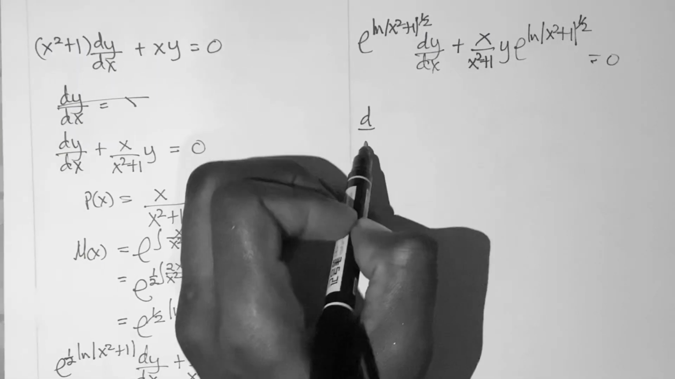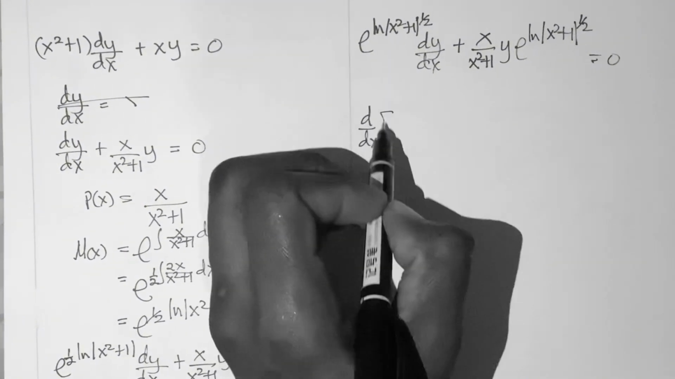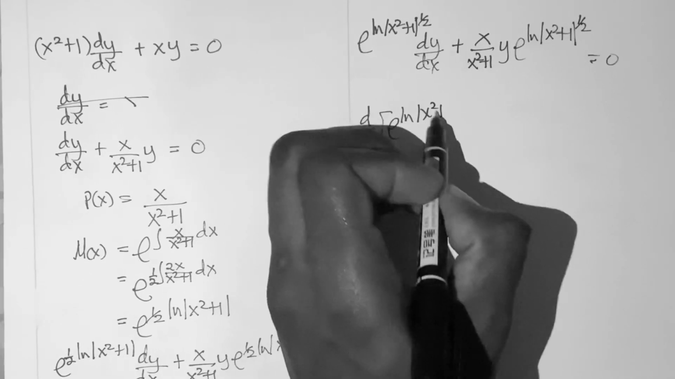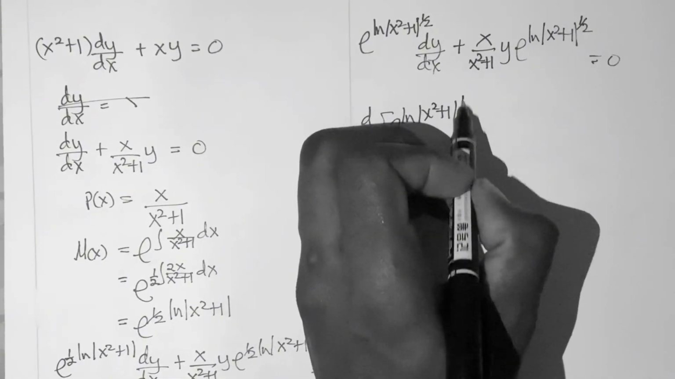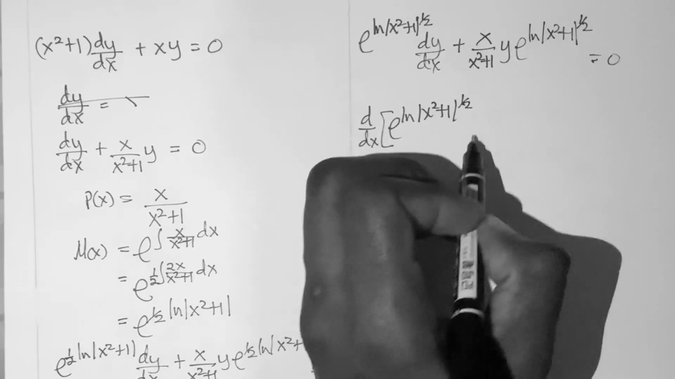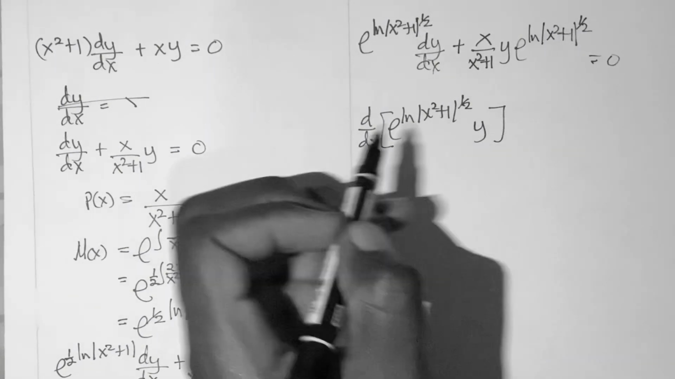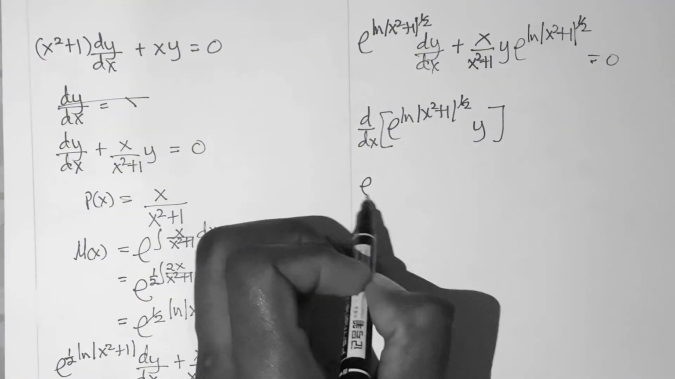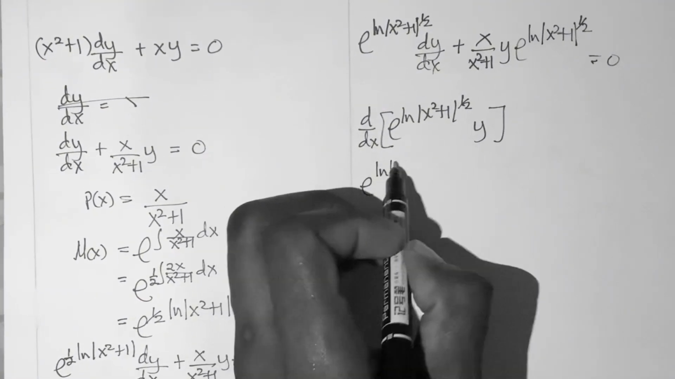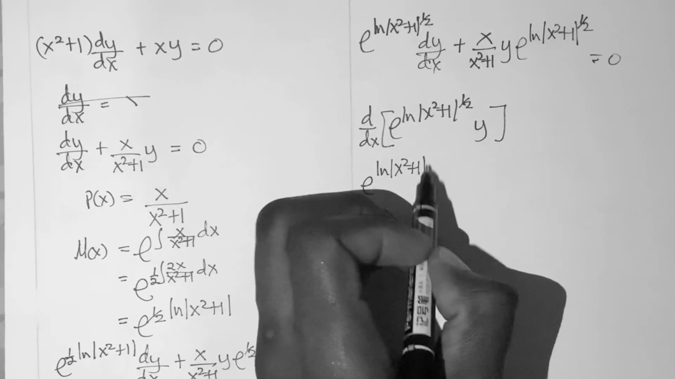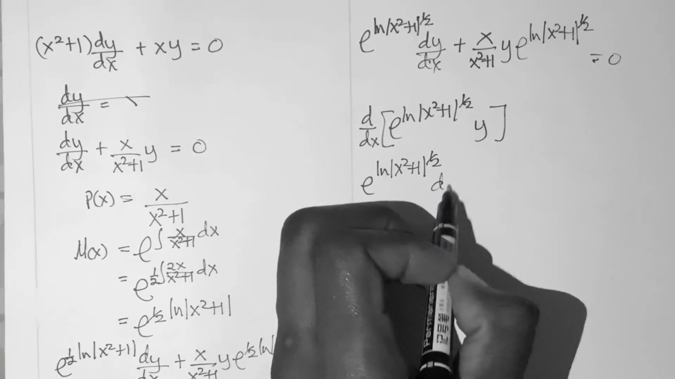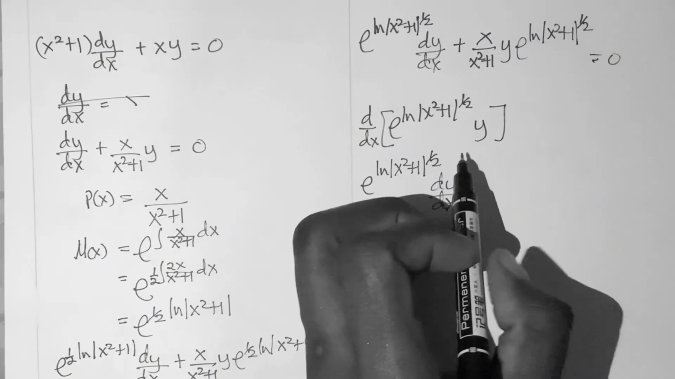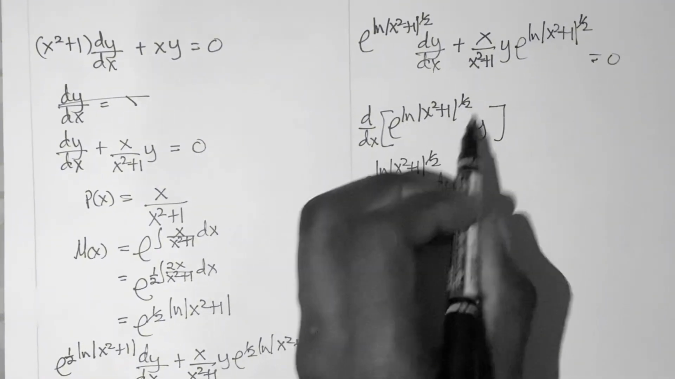So let's find d dx of exponent natural log of absolute value of x squared plus 1 exponent half y. So you see that this is differentiate y and keep this constant. That will be exponent natural log of the absolute value of x squared plus 1 exponent half, then dy dx, and then you keep y constant and you differentiate this.